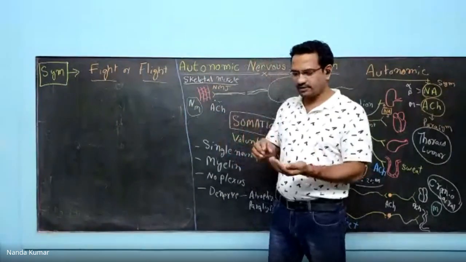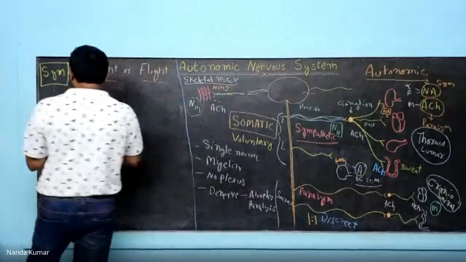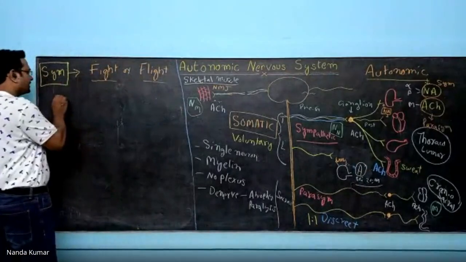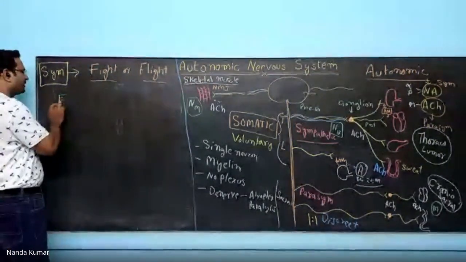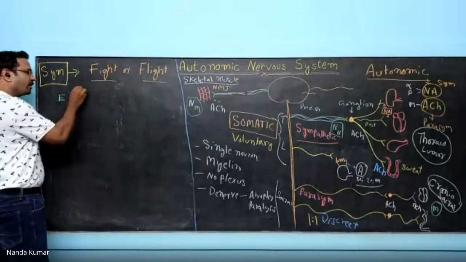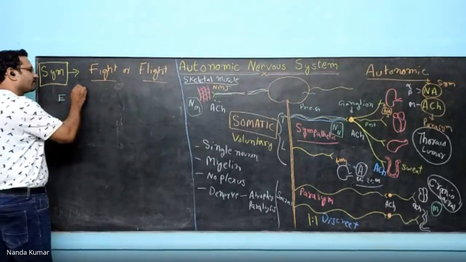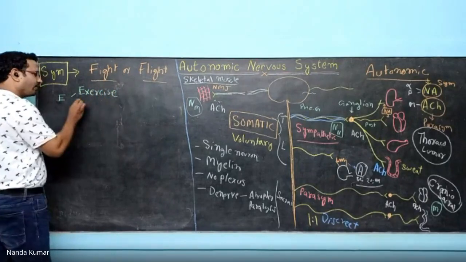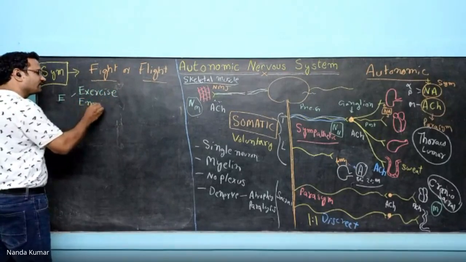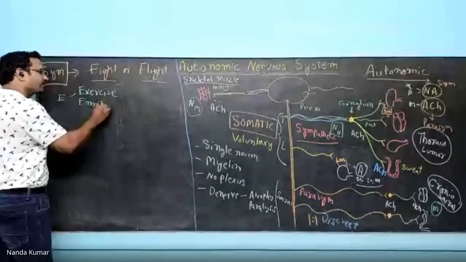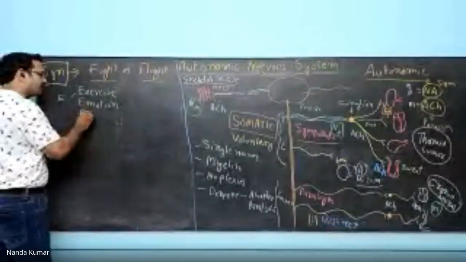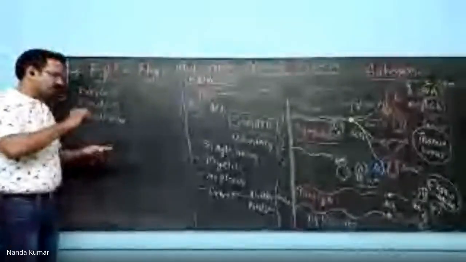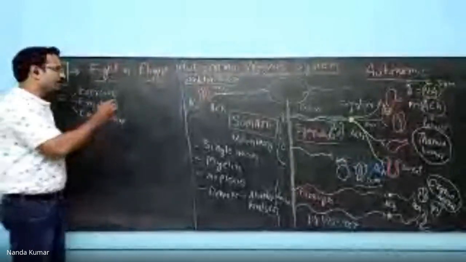Now see, sympathetic stimulation is also popularly known as E-responses. E-response means when you are doing exercise, when you have higher emotions, when you are in excitement, all these changes will happen. All the changes. So let me revise it. What are the changes? We'll start one by one.